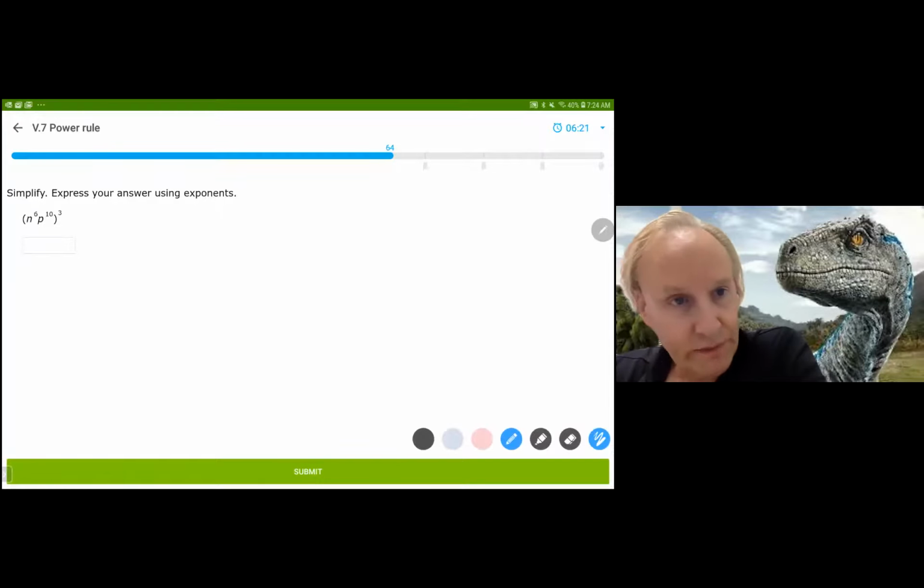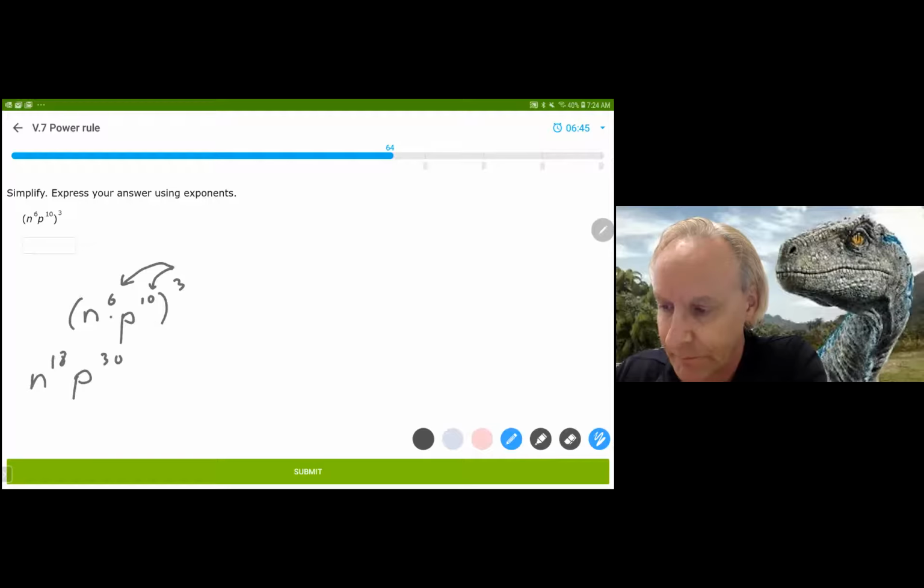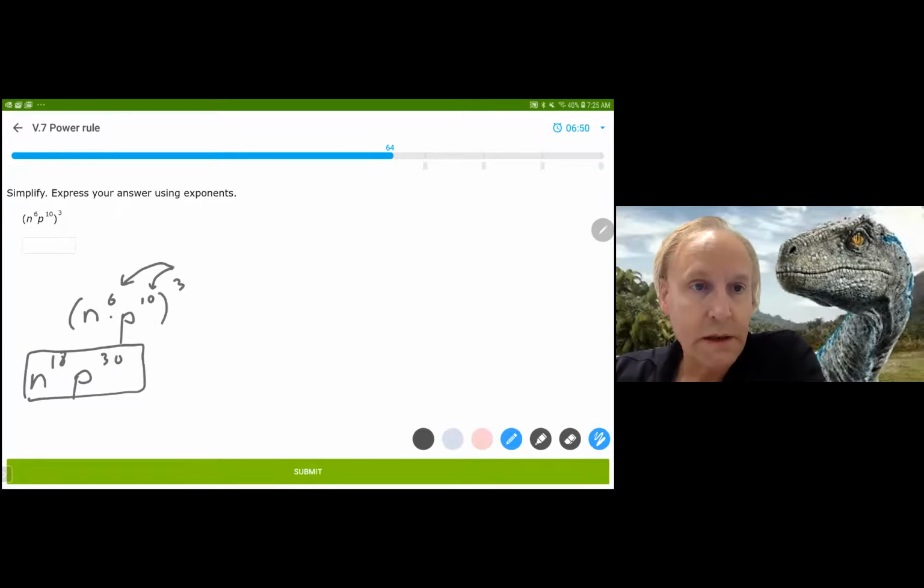So we are distributing. Now, here's the problem. A lot of people will see this, n to the 6th, p to the 10th, which are being multiplied together, and we're going to multiply that 3 times. And so we can distribute this exponent over the 2 parts. And of course, we get p to the 30th and n to the 18th. That's our answer.